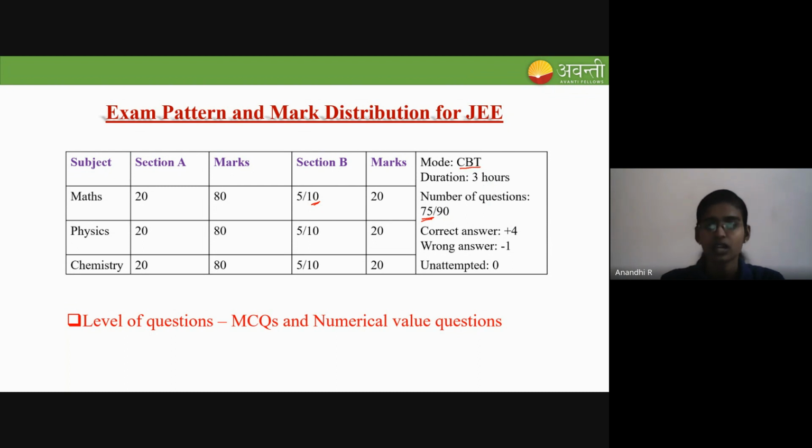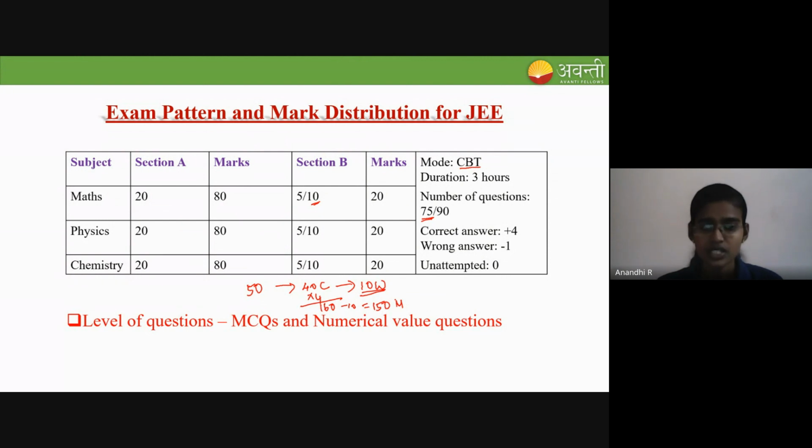Suppose you are attending 50 questions out of the 75, and out of 50, only 40 are correct. So the remaining 10 are wrong. Your mark will be 40 into 4, which is 160. The 10 you got wrong will be subtracted from this 160, and your final result is 150. So this is your score. If you are not attempting any question, it doesn't fetch you any mark, and it doesn't fetch you a negative mark either, it just goes to 0.